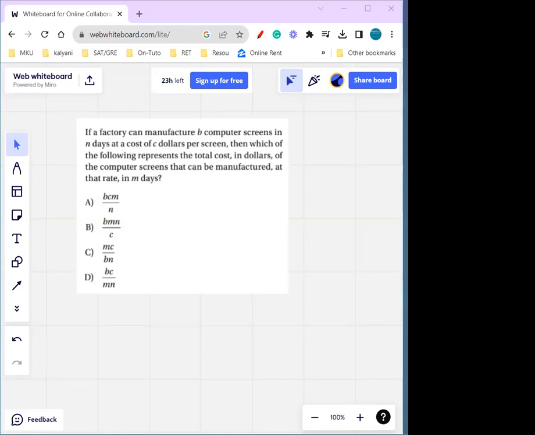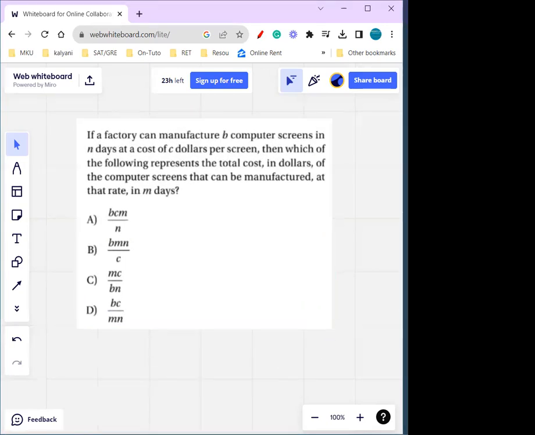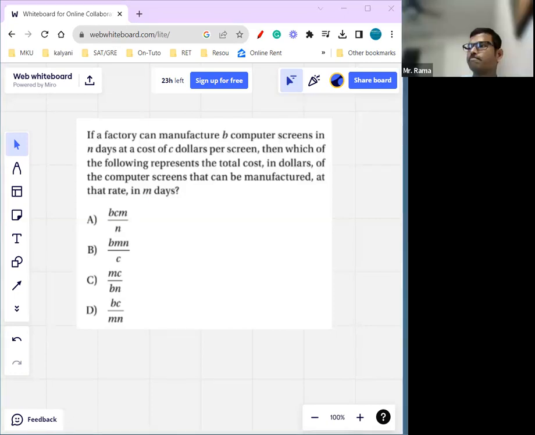Me? Yes. Okay. If a factory can manufacture B computer screens in N days at a cost of $C per screen, then which of the following represents the total cost in dollars of the computer screens that can be manufactured at that rate in M days?